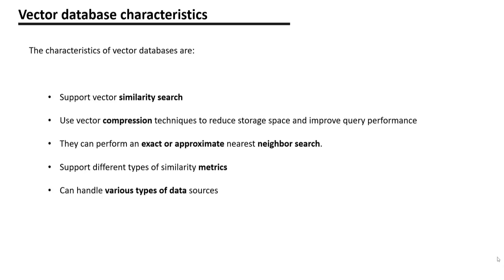Lastly, the distinguishing feature of vector databases is their capacity to handle a range of data sources, such as text, images, audio, or video. These data sources can be transformed into vector embeddings using machine learning models, such as word embeddings, sentence embeddings, or even image embeddings.